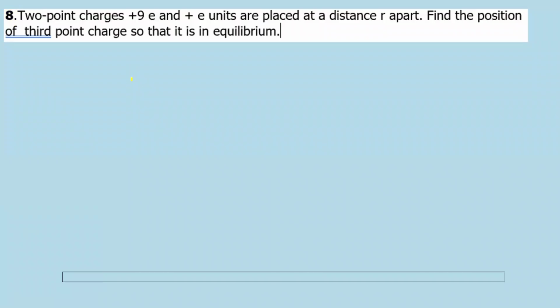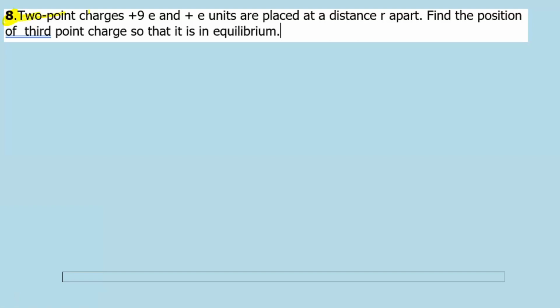Guys, hi, welcome back. In the previous video we saw 7 questions. In this video we will see the 8th question, the 9th and the 10th. These 3 questions are related to Coulomb's law. So let us see the 8th question.